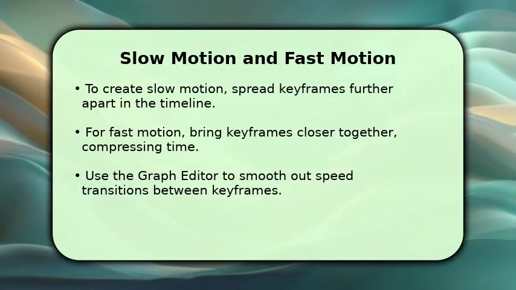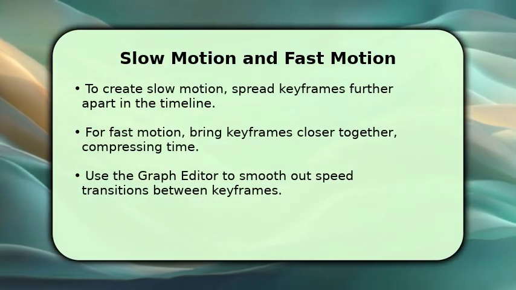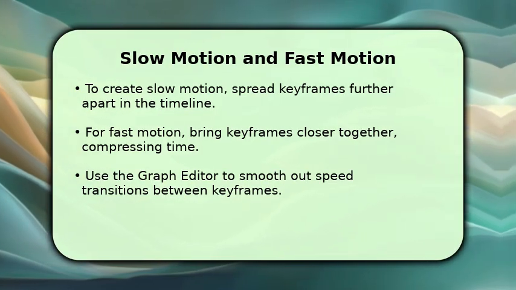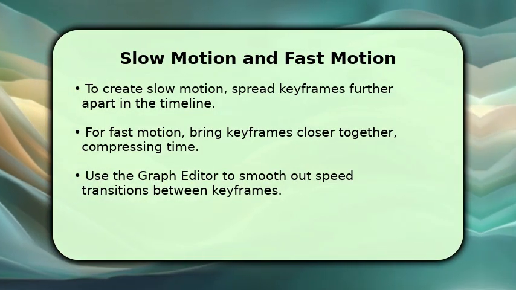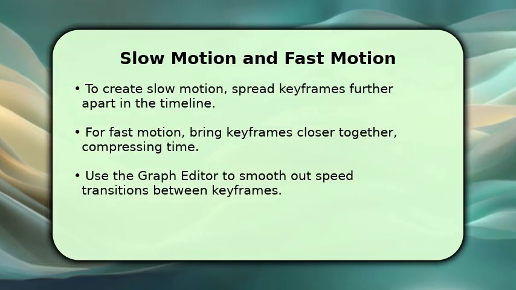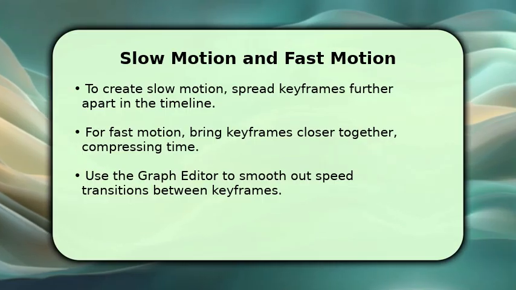Achieving dramatic slow or fast motion is straightforward with time remapping. To create a slow motion segment, simply drag the keyframes defining that section further apart on your timeline. For a rapid, fast motion effect, bring those keyframes much closer together.